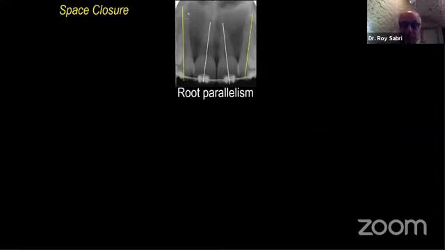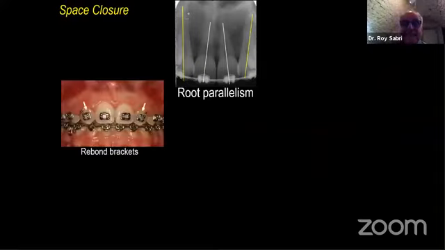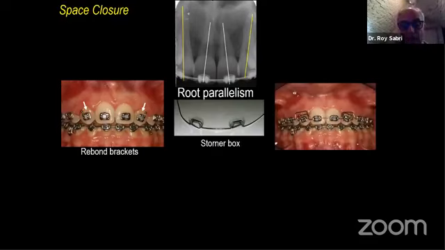Now, even in space closure, root parallelism is still important. It's still important to take progress X-ray, not wait till the end of treatment. Here I had to rebond the brackets to get good root parallelism. I don't know if you're familiar with the Stoner box, which is a very old wire. Now, I know many don't use it anymore. It's like it increased the flexibility only at the canine level here.